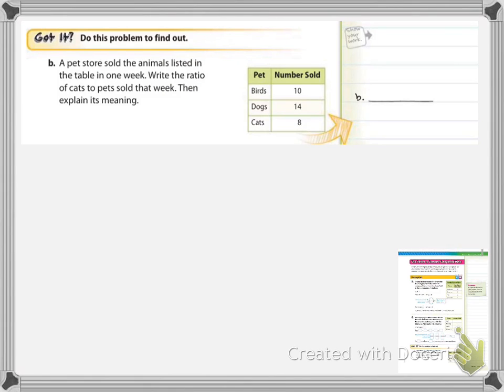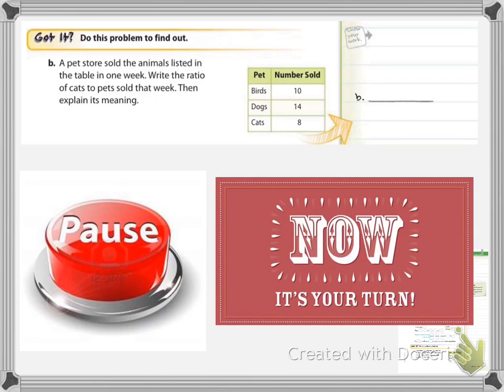All right, guys, now it's your turn to give this a try. I want you to pause your video and give this a try. It's going to look just like the previous 2 examples, meaning examples 2 and 3 that we just completed. So go ahead and pause now and push play when you're ready to go.